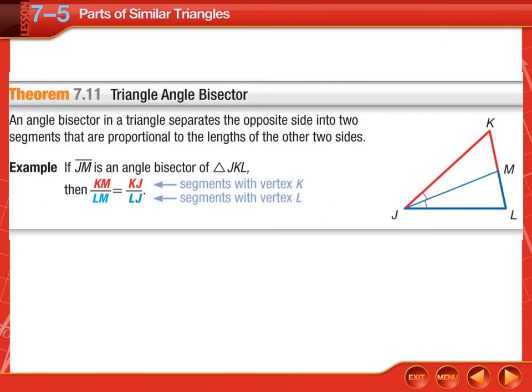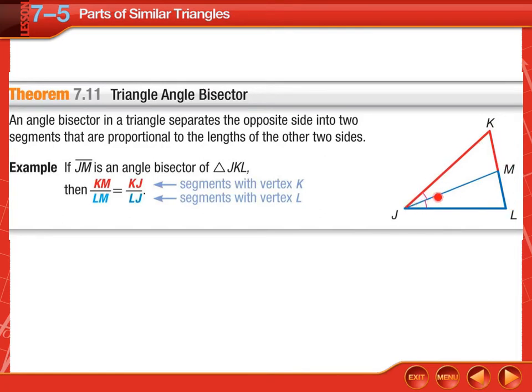Okay, now the fourth theorem here is called the triangle angle bisector theorem. This one is much less obvious as to why we have parts being proportional. The other theorems were all about two similar triangles. Here we just have one.